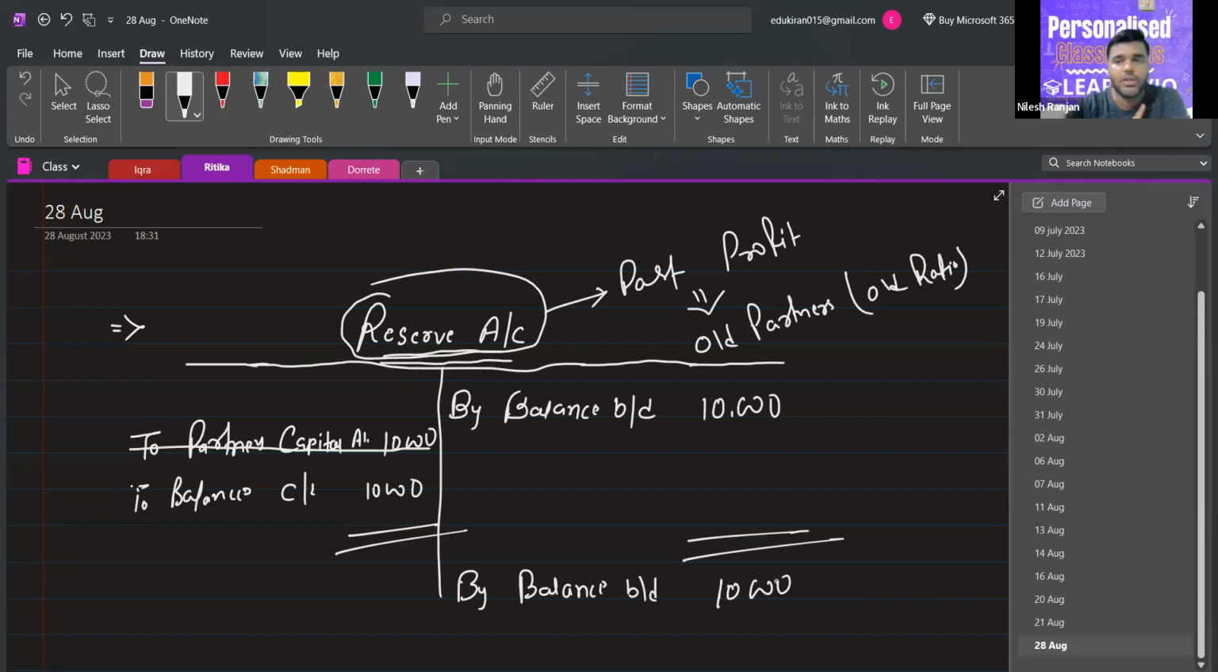So there are two cases. First, when we have to close the account, and the second, when we don't have to close the accounts of reserve. In your books, there is only one case, but for understanding purposes, it is better to understand both concepts. The first one is given in your book, in your syllabus, that we have to close that.